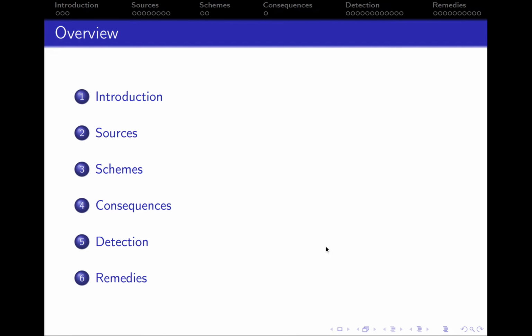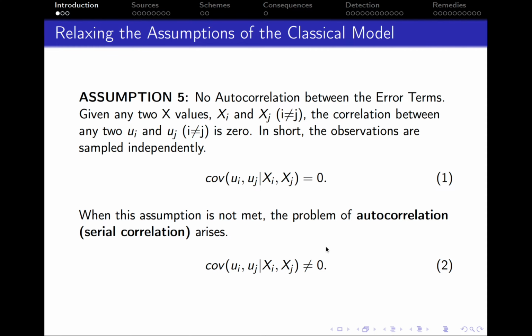I will discuss the sources of autocorrelation. In the third part, I will discuss various types of autoregressive schemes. After this, I will move to the consequences of autocorrelation, its detection, and how to deal with it, so the remedies for autocorrelation. But let's start with a quick introduction.